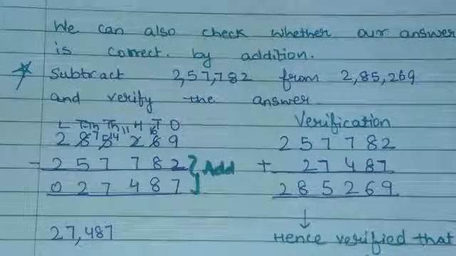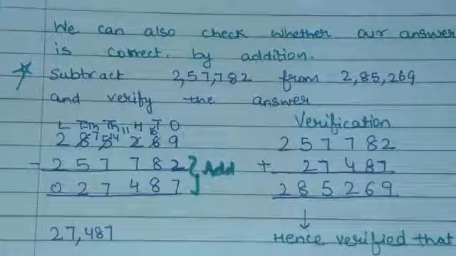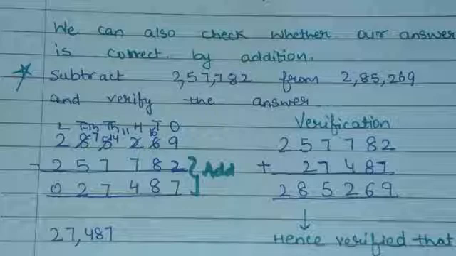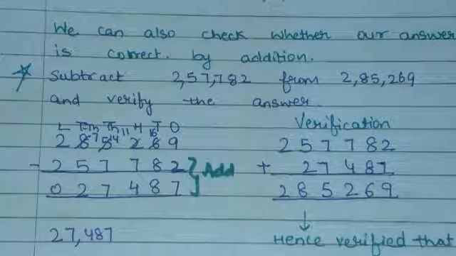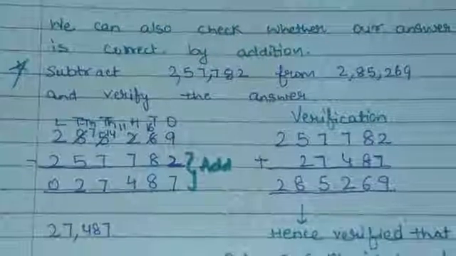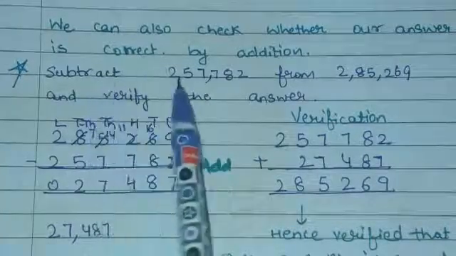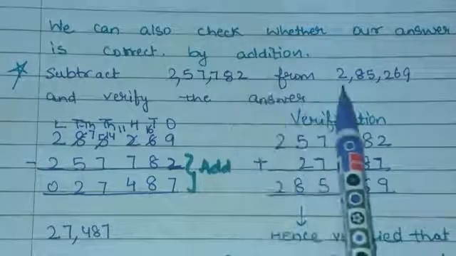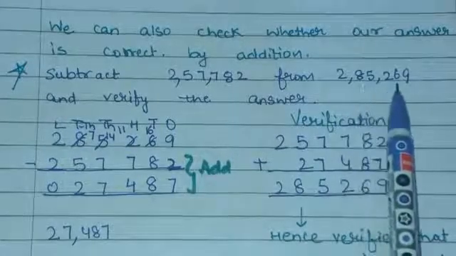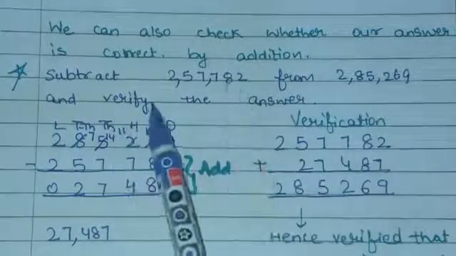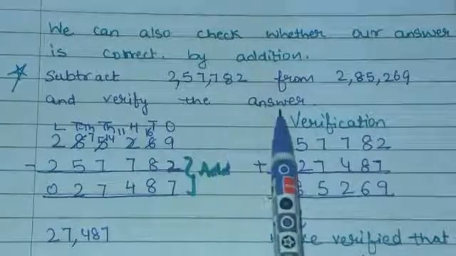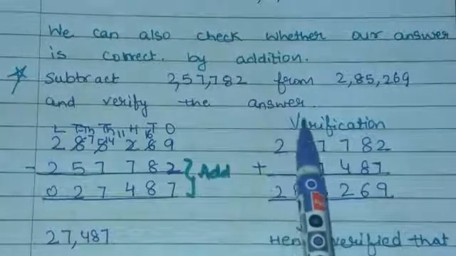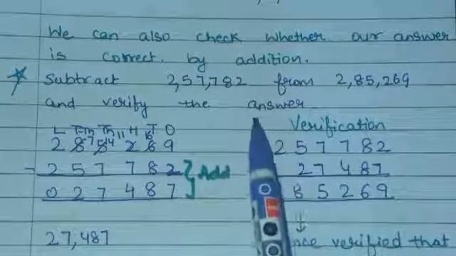We can also check whether our answer is correct or not. But how can we check it? Yes, we can check our answer by addition. The question is subtract 2,57,782 from 2,85,269, and then we have to verify the answer. Verify the answer means we will check whether our answer is correct or not.